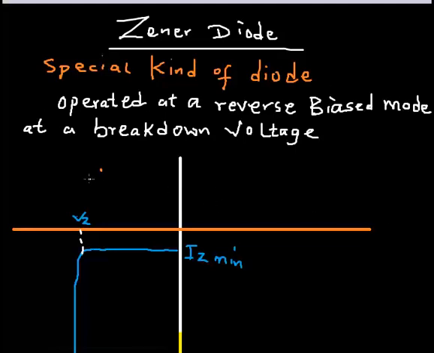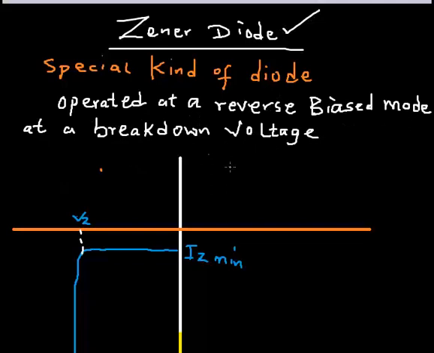Hello, welcome back. Now we're going to be looking at a special kind of diode known as the Zener diode. What is a Zener diode and what is it used for? First, a Zener diode is a diode that is operated in reverse bias mode.